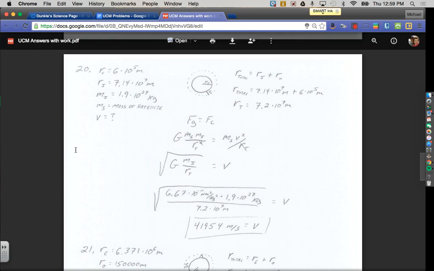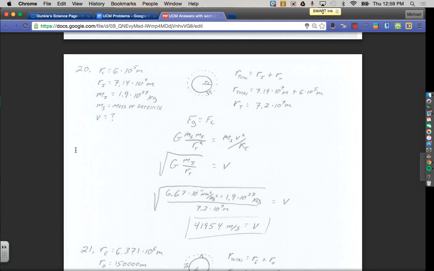Here's a look at how to solve numbers 20 and 21 on the Gravity and Uniform Circular Motion Review paper. Number 20: a satellite is placed in orbit 6 times 10 to the 5th meters above the surface of the planet Jupiter. Jupiter has a mass of 1.9 times 10 to the 27th kilograms and a radius of 7.14 times 10 to the 7th meters. We are going to find the orbital speed of the satellite.